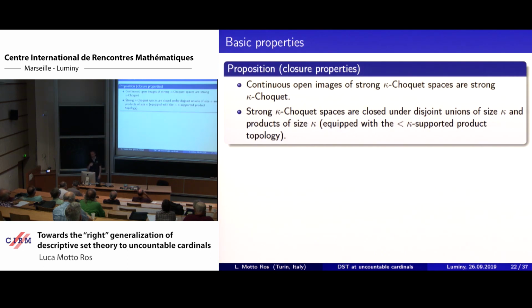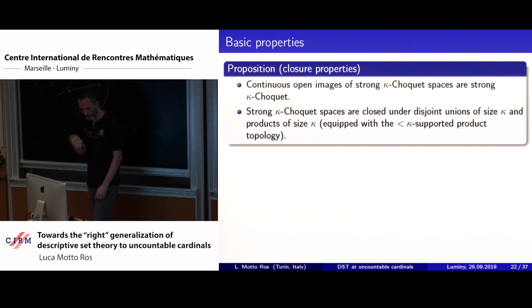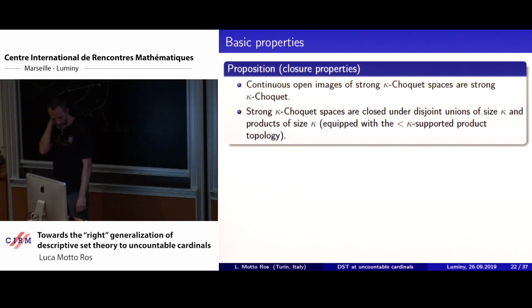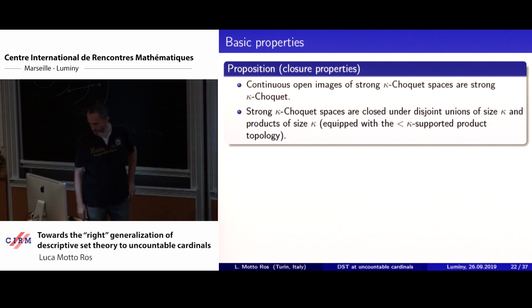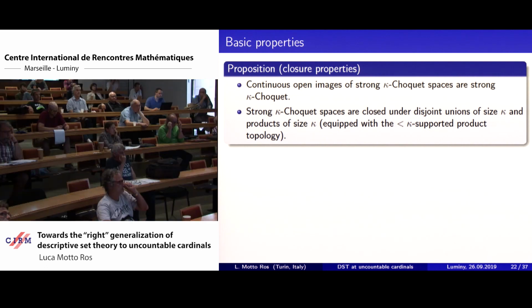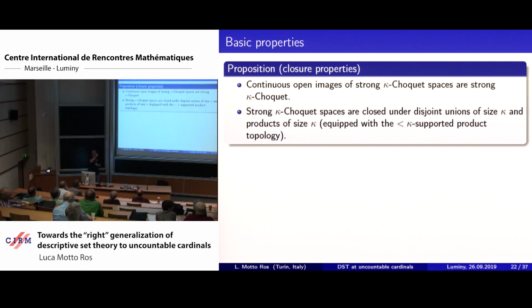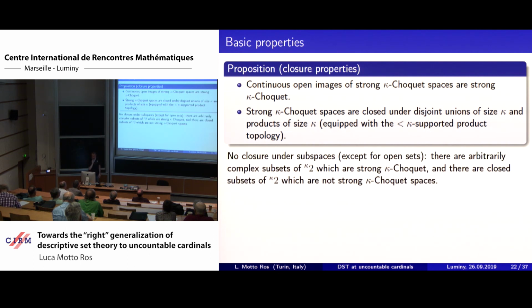Okay, and then you go on with the closure properties. Let me just list what they got actually. They got that continuous open images of strong kappa Choquet spaces are strong kappa Choquet, just as in the classical case. And here you have closure under disjoint unions of size kappa and also under products of size kappa, okay? Because now the cofinality is kappa, so you can do this long product.